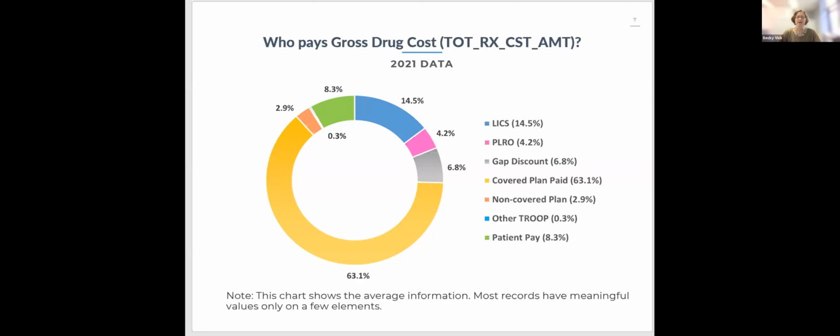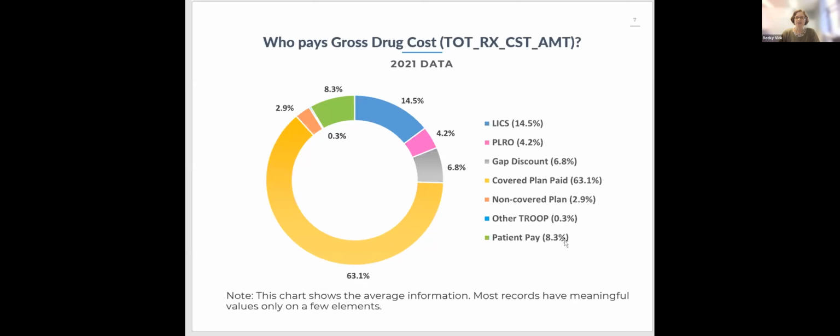You can refer back to this to get a sense that the bulk of payments are made by Part D plans. That's in the orange here: covered plan paid amount, 63%, followed by the low income subsidy, paying for about 14.5% of all PD drug transactions in 2021.